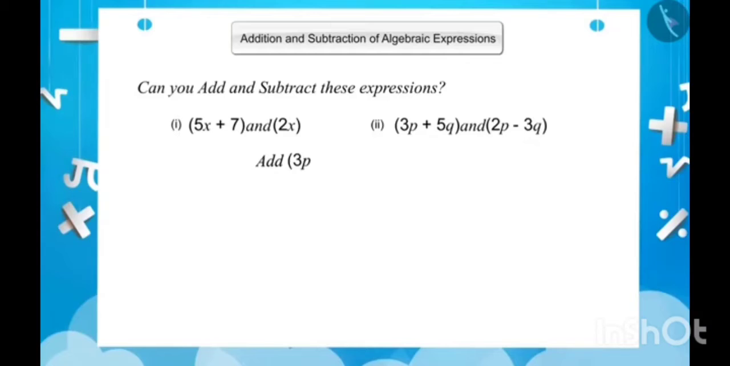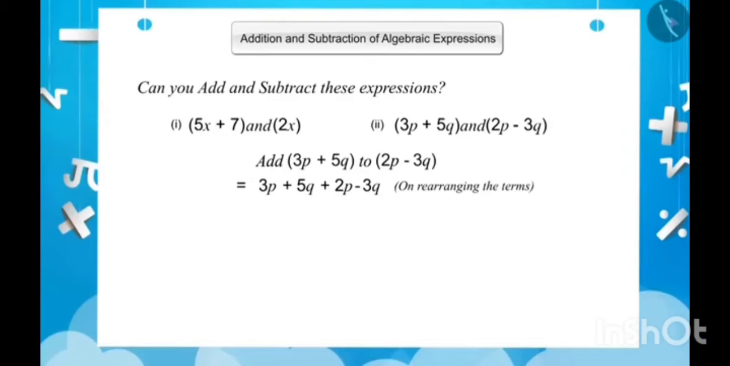Sum of 3p plus 5q and 2p minus 3q. 3p plus 5q plus 2p minus 3q. Here, 3p and 2p and 5q and 3q are like terms. So, we can rearrange it to get the like terms together. 3p plus 2p in brackets plus 5q minus 3q in brackets. By combining the like terms, we get 5p plus 2q.